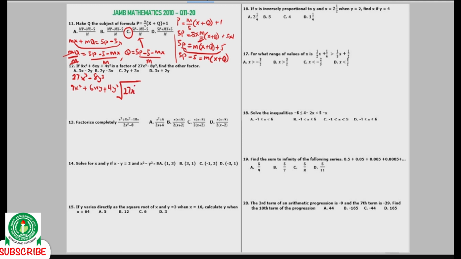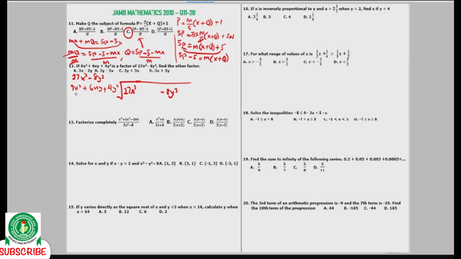27x³ minus 8y³. There's a possibility that you are going to have something in between 27x³ and 8y³, so you leave your space very well to contain other elements that are not there. So just write minus 8y³ here. You will understand why I leave the place as we go through this process together.